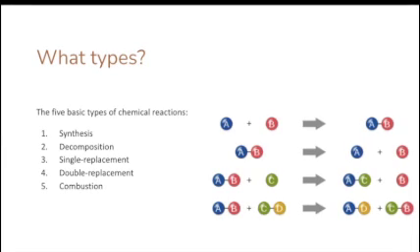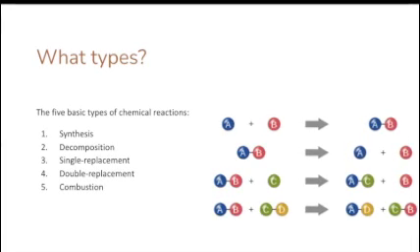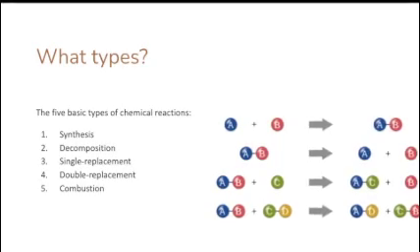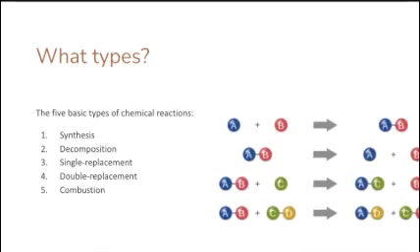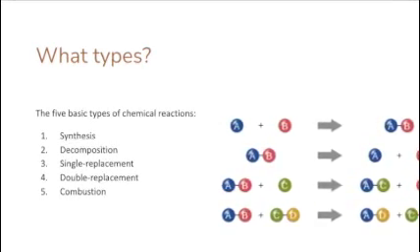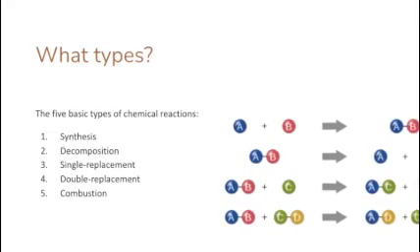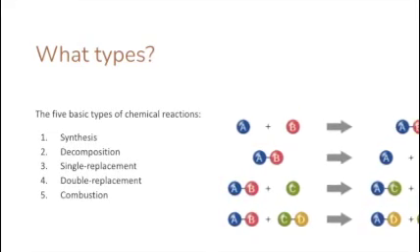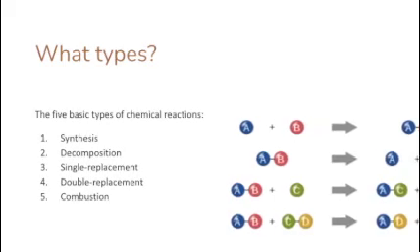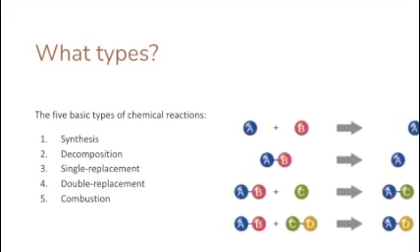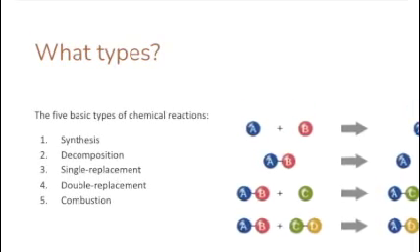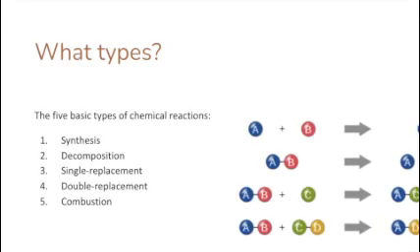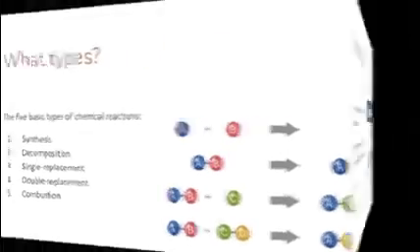First, let's talk about what are the 5 basic types of chemical reactions. The first is a synthesis reaction. The second is decomposition. Third, single replacement. Fourth, double replacement. And fifth, combustion. In this video, we will cover all 5 types and what they do.